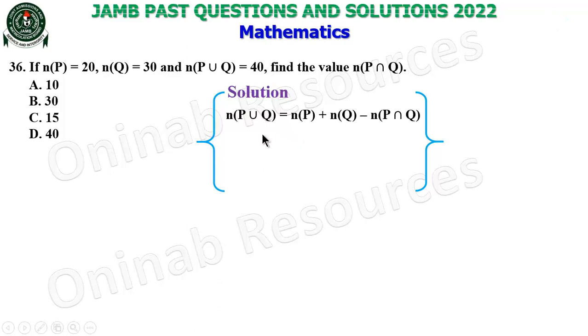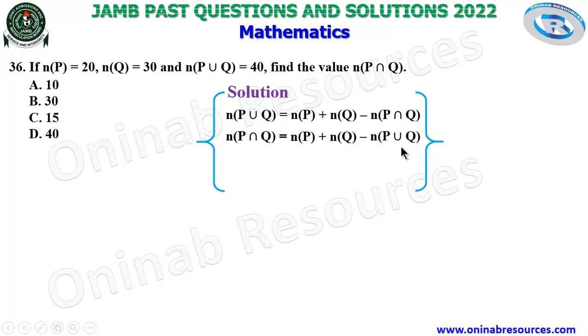We know a relationship that exists among the four sets, that is n of P union Q is equal to n of P plus n of Q minus n of P intersection Q. Since we are looking for n of P intersection Q, we move this n of P intersection Q to this side, so that this n of P plus n of Q will still remain on the right hand side. Where n of P union Q goes to the right hand side, it becomes minus.